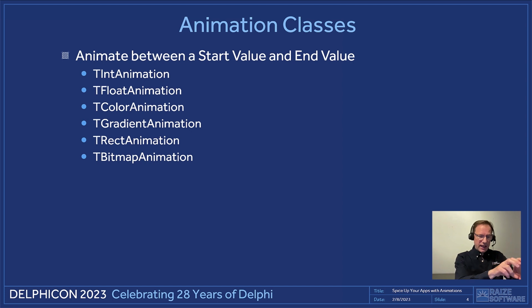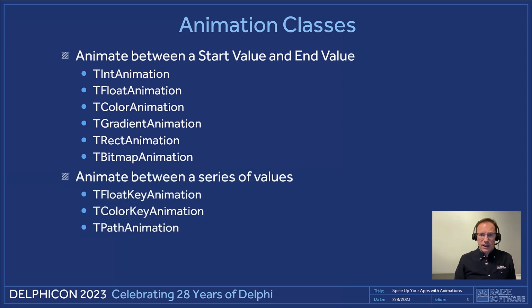So if I wanted to animate a button from one part of my screen and make it go to a bigger part, or an image or a frame of some kind, the rectangle animation will allow us to do that. Now, there's also the ability to animate things over a series of values, not necessarily a start and end value. These are typically driven by a key animation. So you have float key, color keys.